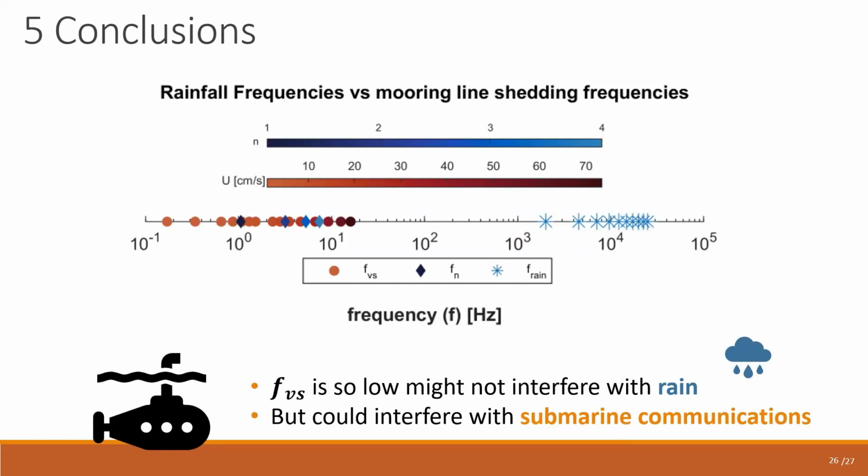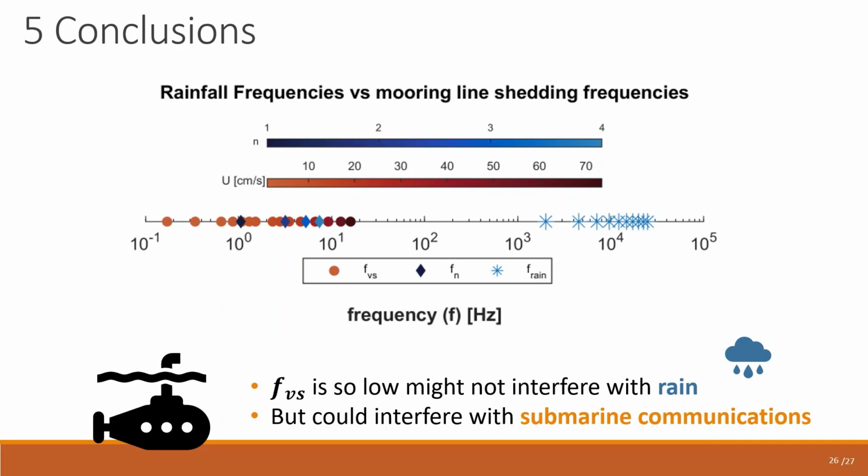Now, if we look at the highest Strouhal frequencies we calculated, we see that they are not close to the acoustic rainfall frequencies. However, the vortex shedding frequencies could interfere with submarine communications. This is currently out of the scope of the thesis.